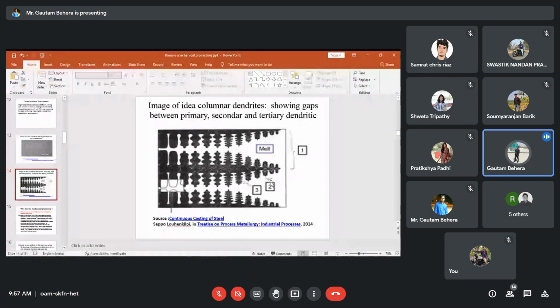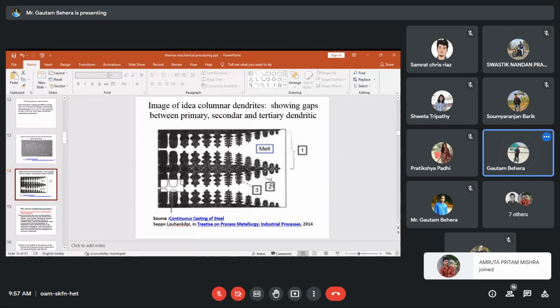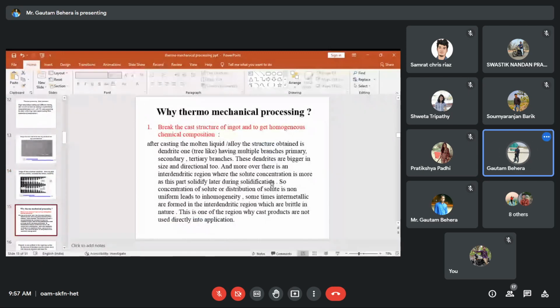We want to resolve this coarser structure. We want to resolve this directional structure. We want to resolve this inhomogeneity or segregation problem. Right. We want to resolve these intermetallic phases present particularly in certain locations in the interdendritic regions. So to resolve this issue, we have to do thermomechanical processing. So now you people have understood why thermomechanical processing is essential, or what is the main objective of this thermomechanical processing. So now the question is why thermomechanical processing?